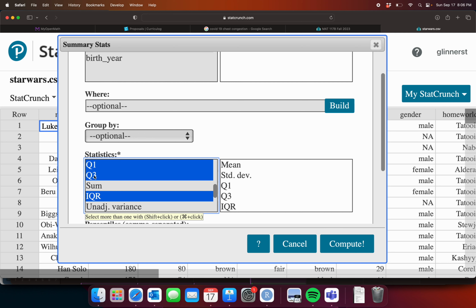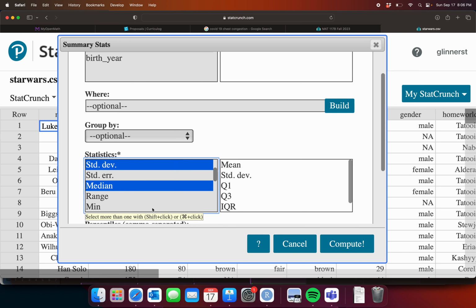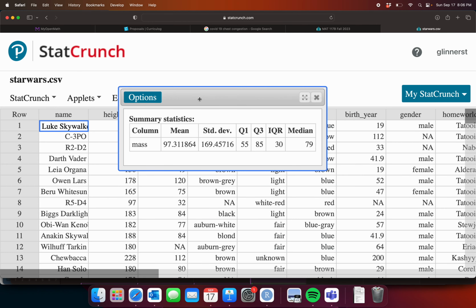Now, it originally gave me Q1 and Q3, and I could have calculated the IQR, but I want it to show it to me anyway. Okay. Let's see, it also gives the median. And let's see. Okay, so there it computes and it gives me all the summary statistics I want. Okay, Q3 was 85, Q1 55, IQR 30. Okay, mean 97 and standard deviation 169.